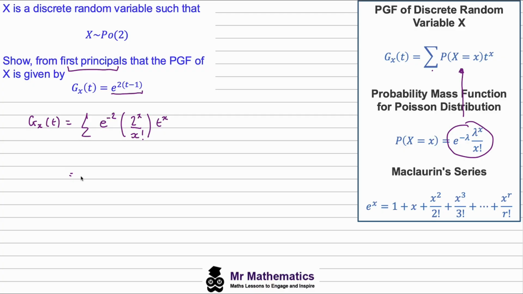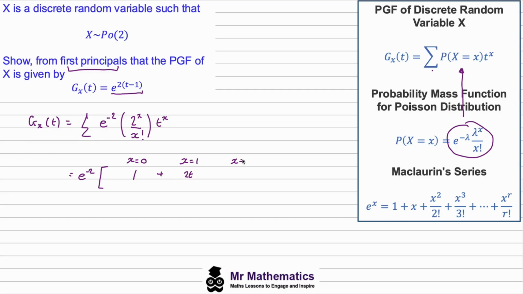So we'll get e to the negative 2, and then if we let x equal 0, we'll have 2 to the 0, which is 1, 0 factorial, which is 1, and t to the 0, which is 1. So this will just be 1. Then if we let x equal 1, we'll have 2 to the 1 over 1. So this will be 2 multiplied by t to the 1. So this will just be 2t. And we're adding these up as we go.